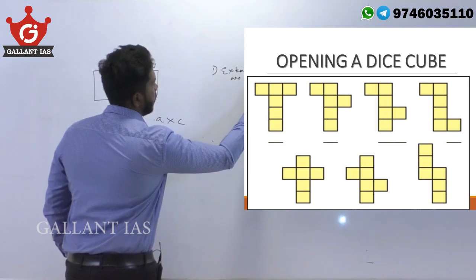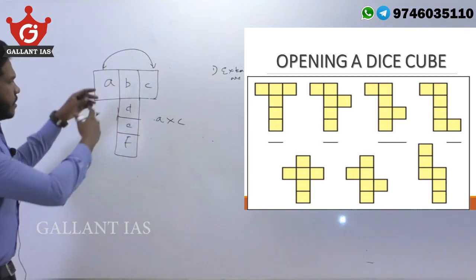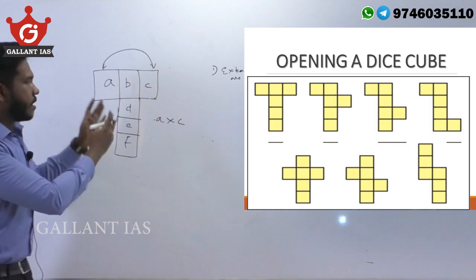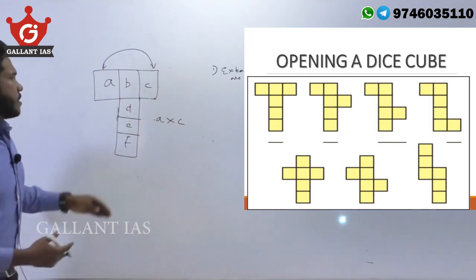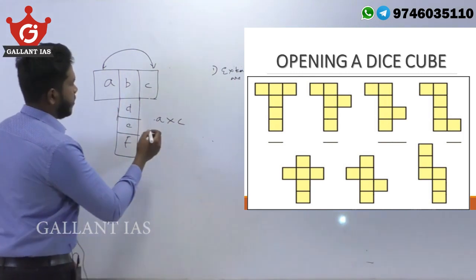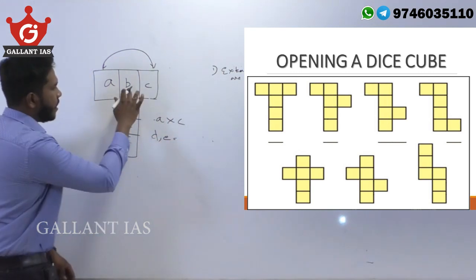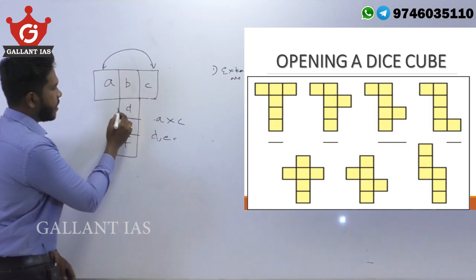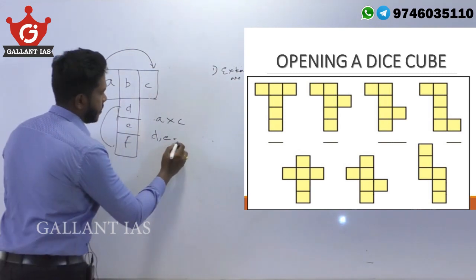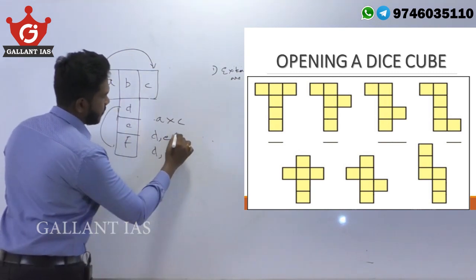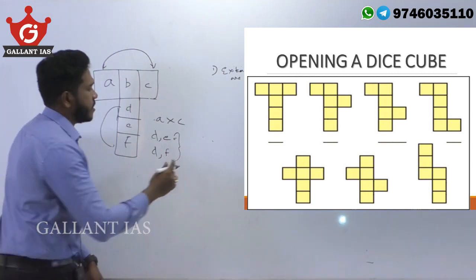Now come to the central faces. In the central faces, you can see that B and E are alternative faces, and similarly D and F are alternative faces. These are the two pairs of alternative faces.